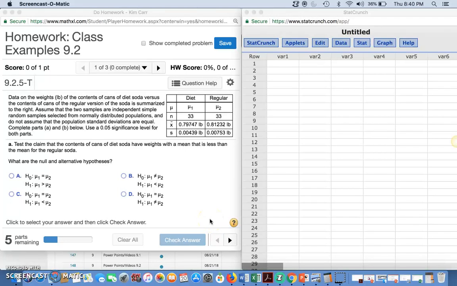Okay, this is section 9.2. This is the first problem from the class examples. Let's look at it and work through it.